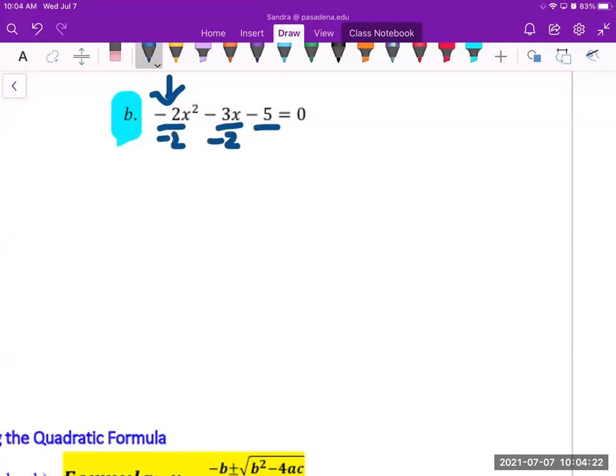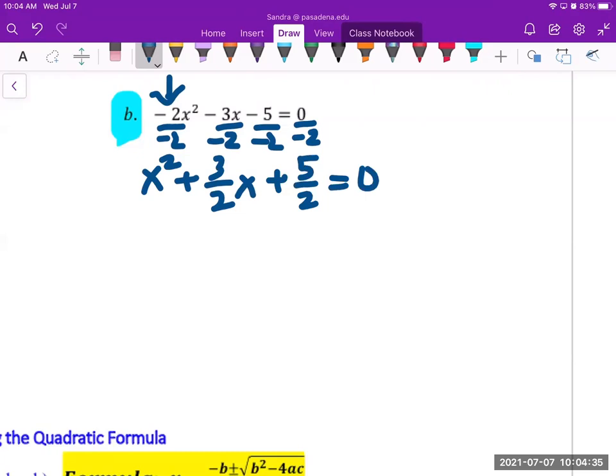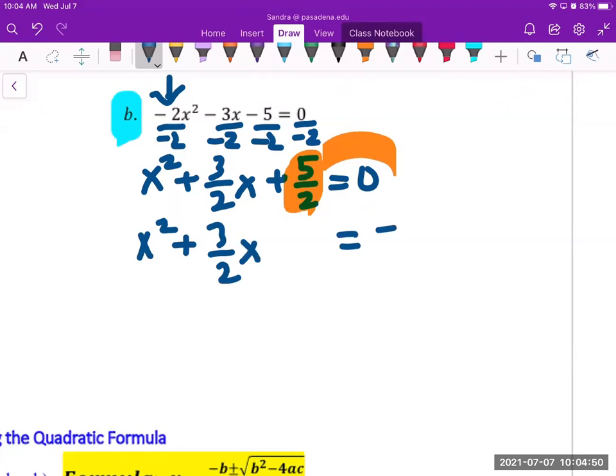Divide, divide, divide, and then divide. So that's going to give me x squared plus 3/2 x plus 5/2 equal to 0. Second step, I'm going to move the constant. I don't want it here, I want it on the other side. So it's going to be x squared plus 3/2 x equal to negative 5/2.